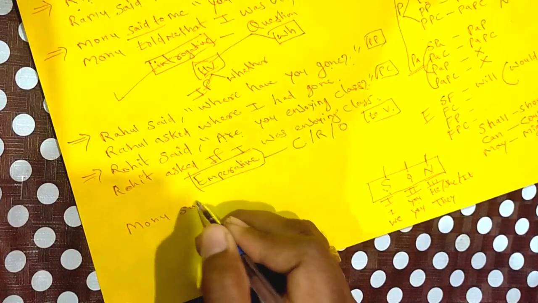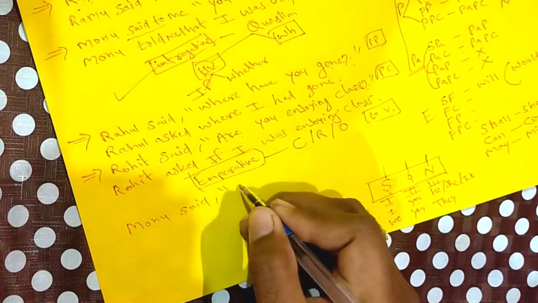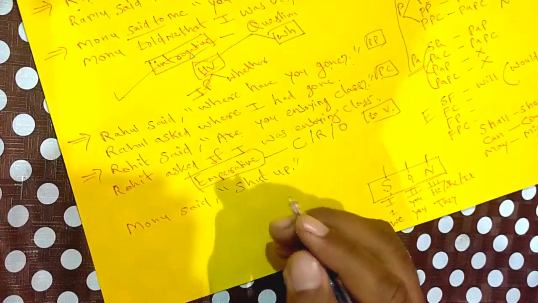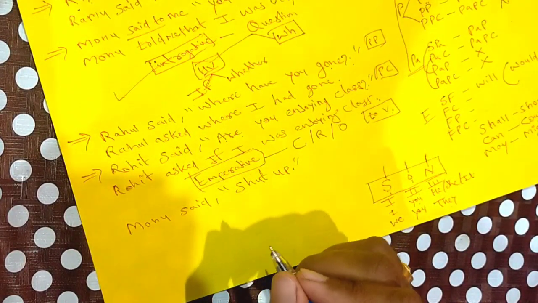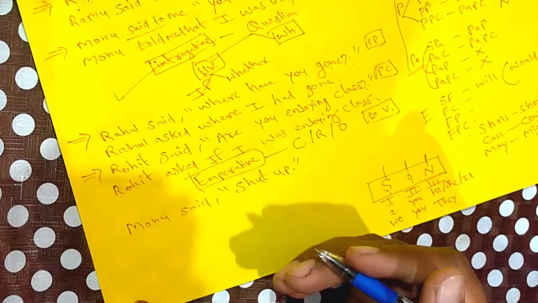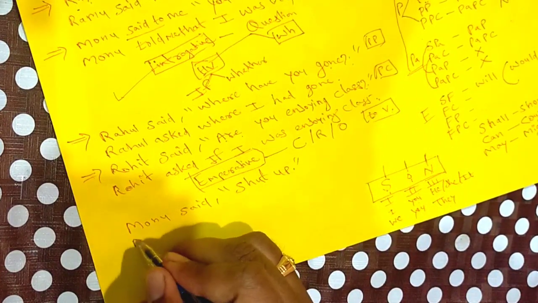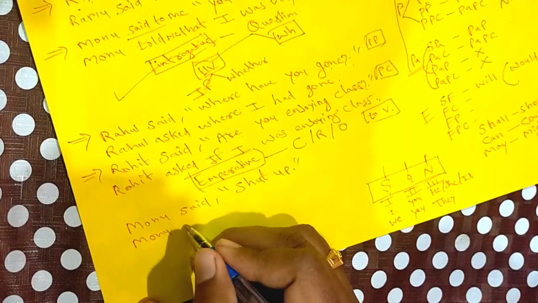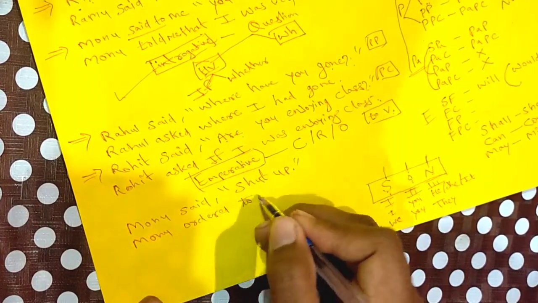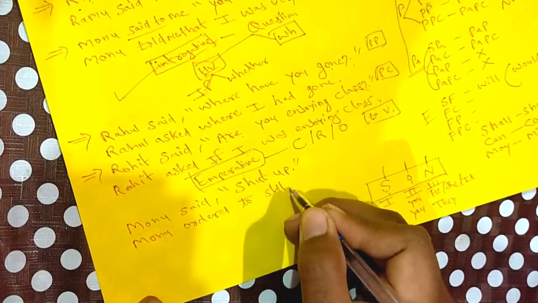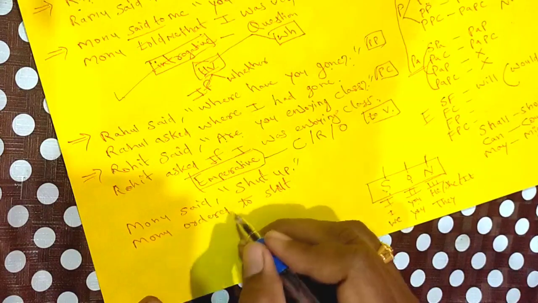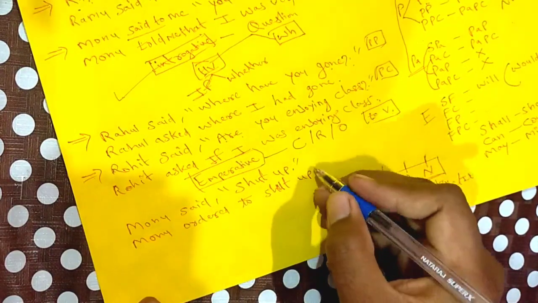Monu said, shut up. What do you think this can be? Obviously, somebody is telling you, shut up. That means somebody is ordering you. Actually here, this "you" is not written. That means it is already understandable. It's something said to us. Let us try to do this. So Monu commanded, or we can also say Monu ordered, Monu ordered to shut up. See, this shut is the verb, and before the shut we have used the word to. So Monu ordered to shut up.